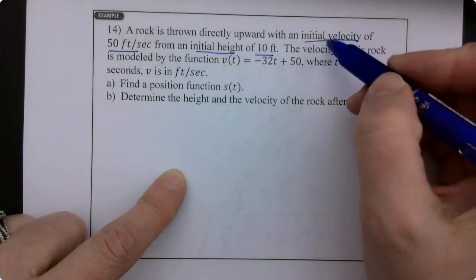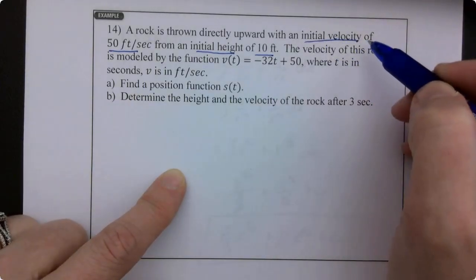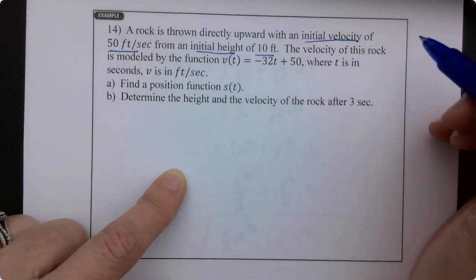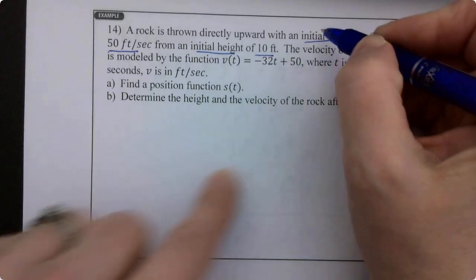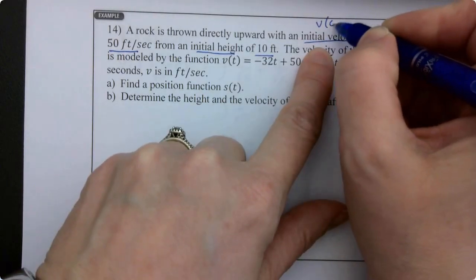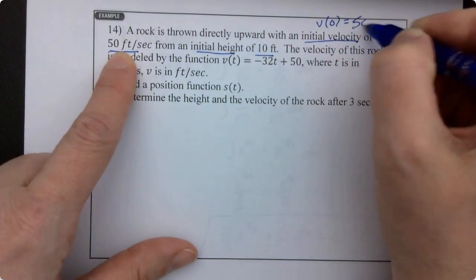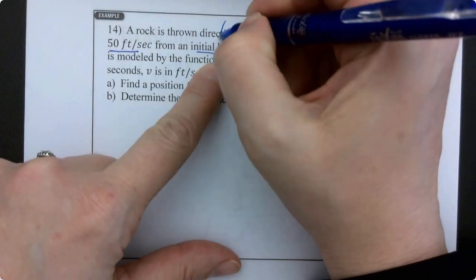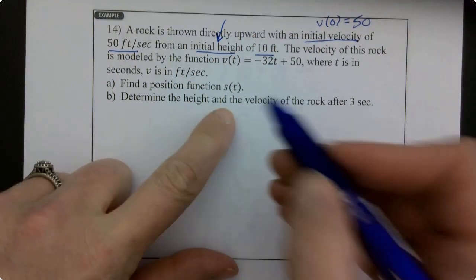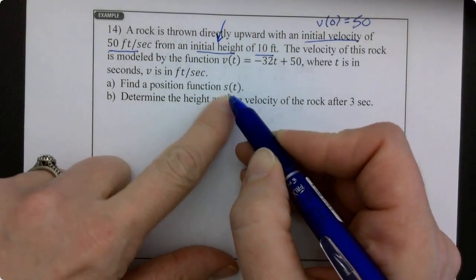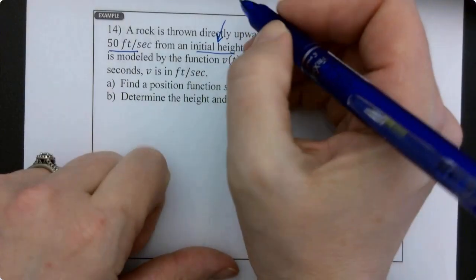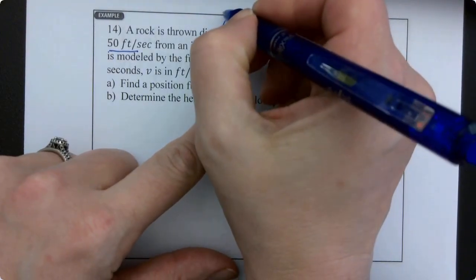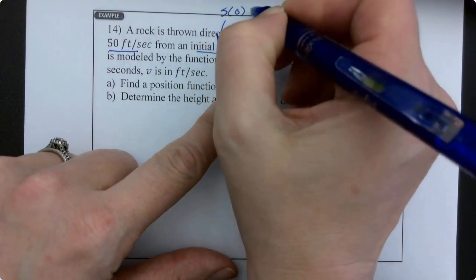First of all, initial velocity. What do you think time is going to be when we're talking about the initial velocity? 0. So in other words, we can say that v of 0 will equal 50. What do you think we're going to do for initial height being 10? And we're calling our position function s. Sometimes you might call it x of t, but we're calling it s of t. So we're going to say s of 0 is equal to 10.